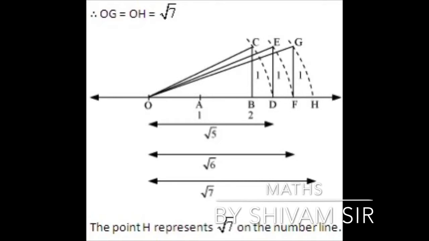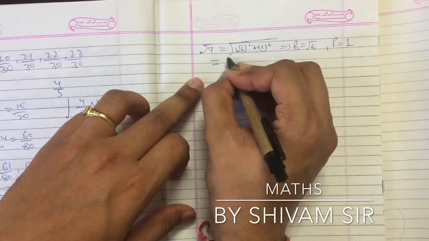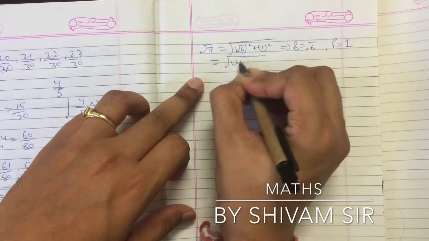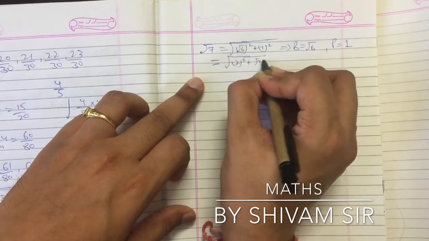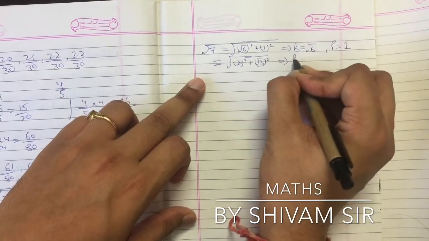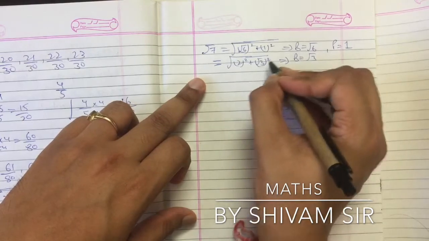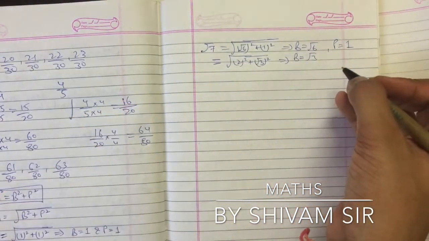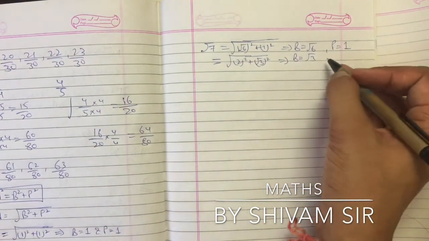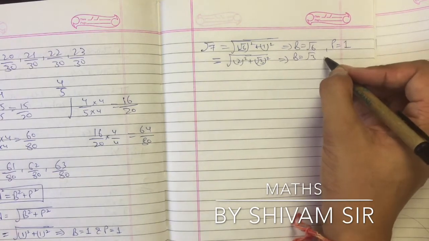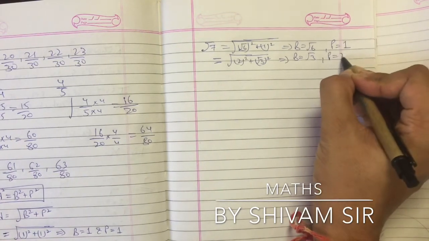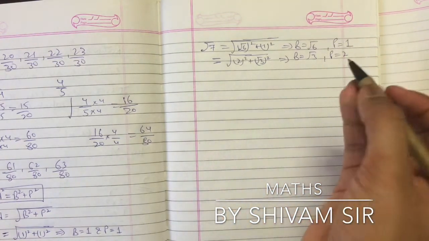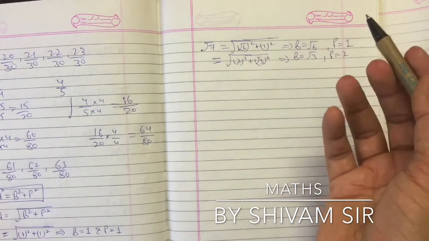Similarly you can write down root 7 as the square root of 2 square plus root 3 square. So take base as root 3. Root 3 square is 3, 2 square is 4. So first draw root 3 and on root 3 draw a perpendicular of 2 units and join it with the origin. So the hypotenuse so obtained will be root 7.